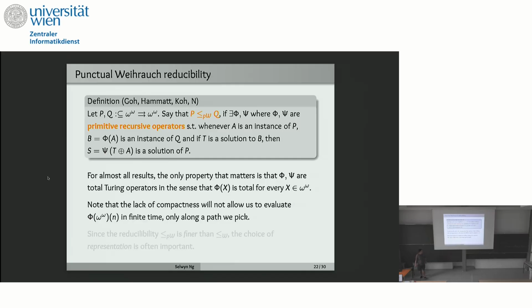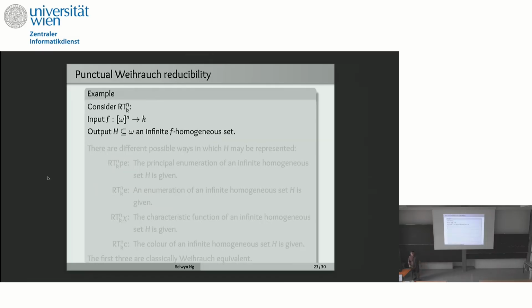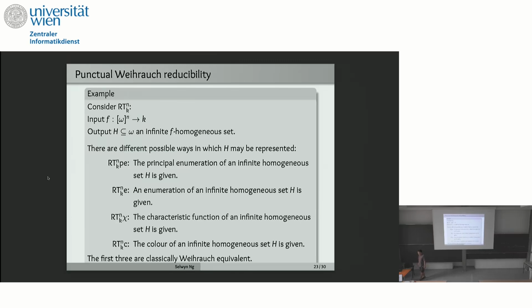Okay, so since this kind of reducibility is now finer than the classical Weihrauch reducibility, it turns out that the choice of representation is often important. Classically, if you look at Weihrauch reducibility, if you're not that loose with your representation, often it's not that important, but here it's a bit finer, so the choice of representation is important. So for example, as a test case, if you look at one of the most well understood combinatorial problems, which is Ramsey's theorem for n-tuples, I think this is pretty well known, but essentially what I want to say is that you can represent the homogeneous set, the solution, in different ways, right?